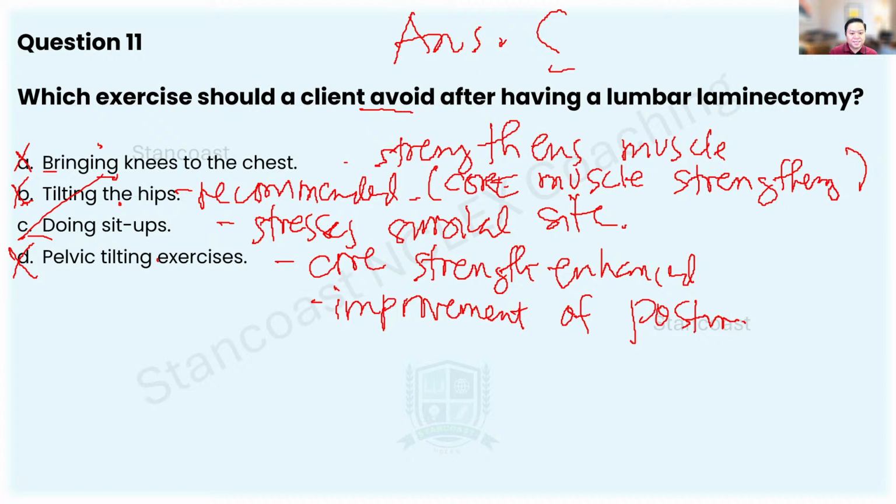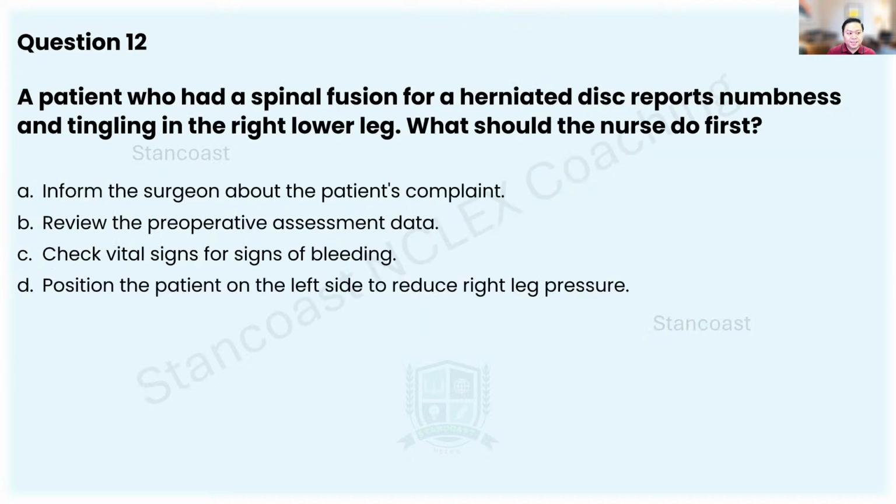All right. So what is really the significance of this test question? You are going to look for that activity that can place undue stress on the recovering surgical site. All right. So those hip flexion can actually pass the hip area that can re-injure the surgical site. Let's have number 12.